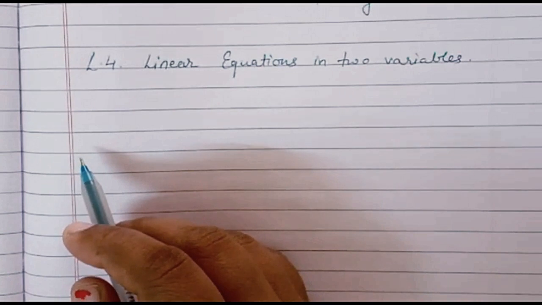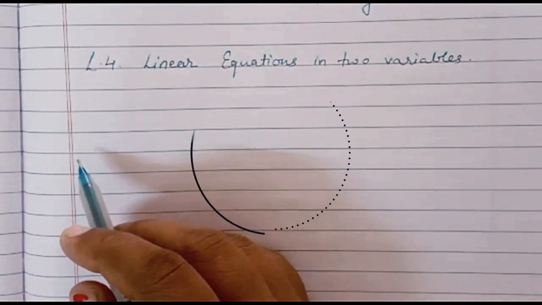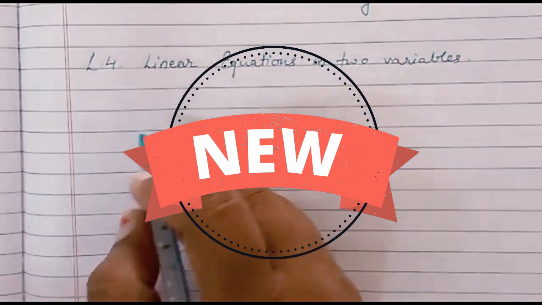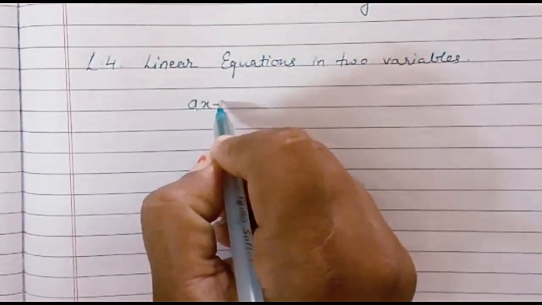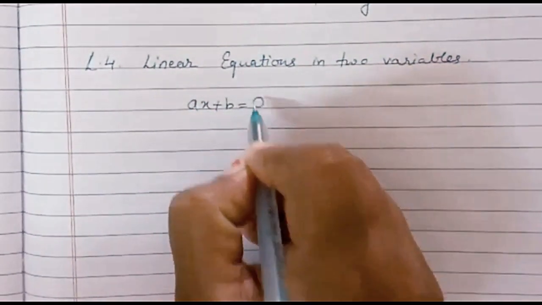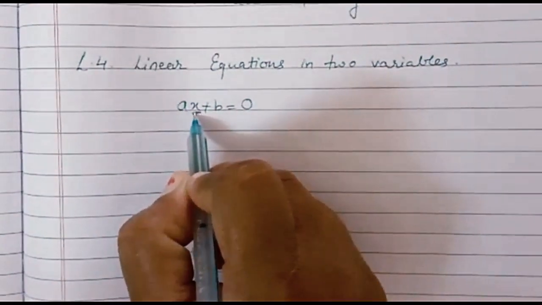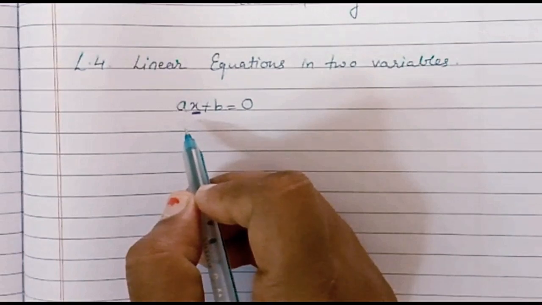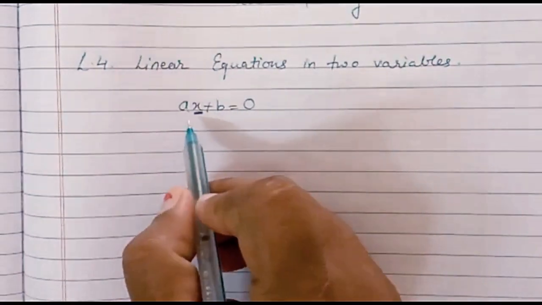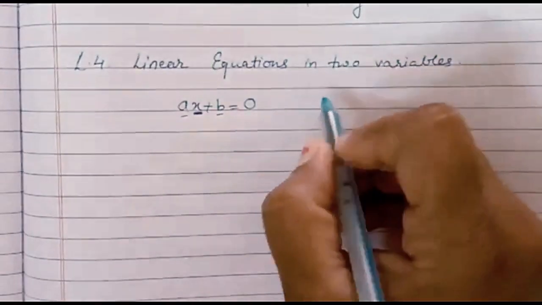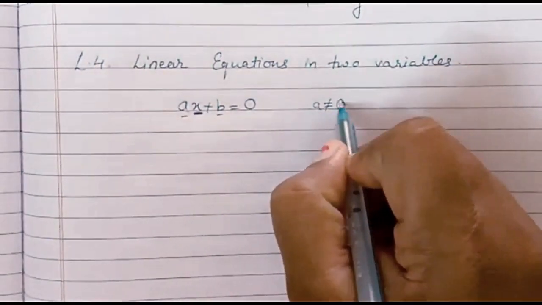Start with a new chapter, linear equations in two variables. Now in your earlier classes, you have already learned linear equation of the type ax plus b is equal to 0. So this is a linear equation where we have only one variable x. This you have learned in 8th standard. And a and b are any real numbers where a should not be equal to 0.